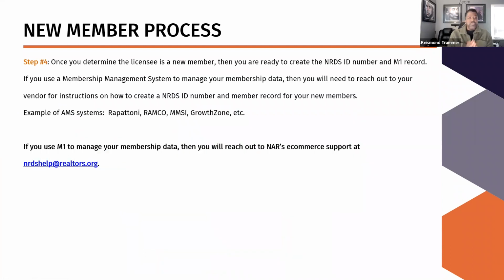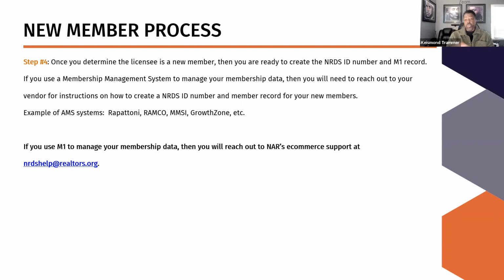Step number 4, once you determine the licensee is a new member, then you're ready to create the NERDS ID number and the M1 record. If you use a membership management system to manage your membership data, then you'll need to reach out to your vendor for instructions on how to create a NERDS ID number and member record for your new members. Examples of AMS systems include Rapattoni, Ramco, MMSI, and Growth Zone. Those are just a few of the AMS systems that are out there.